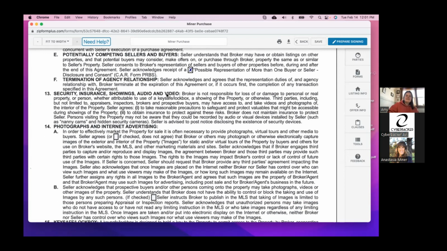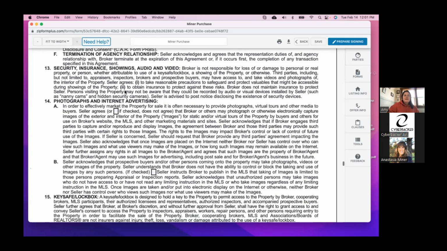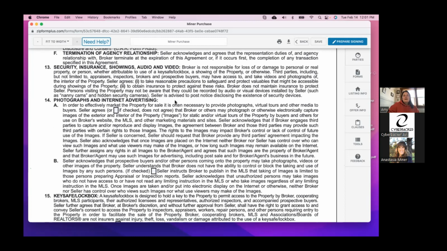Termination of agency relationship. Seller acknowledges and agrees that representation duties of an agency relationship with broker terminate at the expiration of this agreement, or if it occurs first, the completion of any transaction specified in this agreement. Security, insurance, showings, audio, and visual.